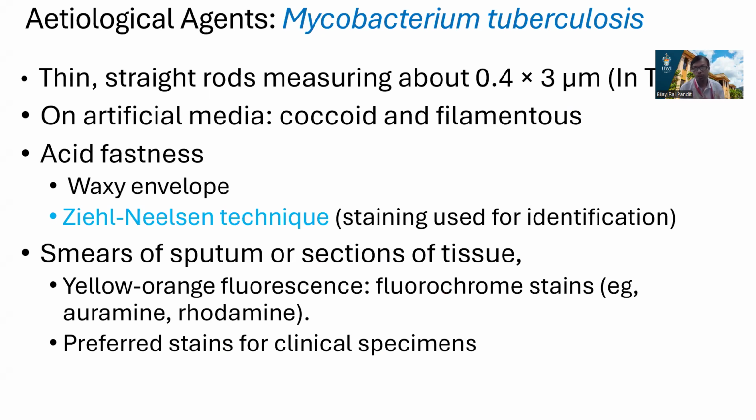The ZN technique is used for staining that particular cell wall. That is widely used for the identification of Mycobacterium tuberculosis in samples. Smears of the sputum or sections of the tissue can be used. Frequently used are fluorochrome stains incorporated with auramine or rhodamine dye, preferred in clinical specimens, but the demerit is that it requires a fluorescence microscope, which is not available in every laboratory. So in the majority of cases, the Ziehl-Neelsen staining technique is used.